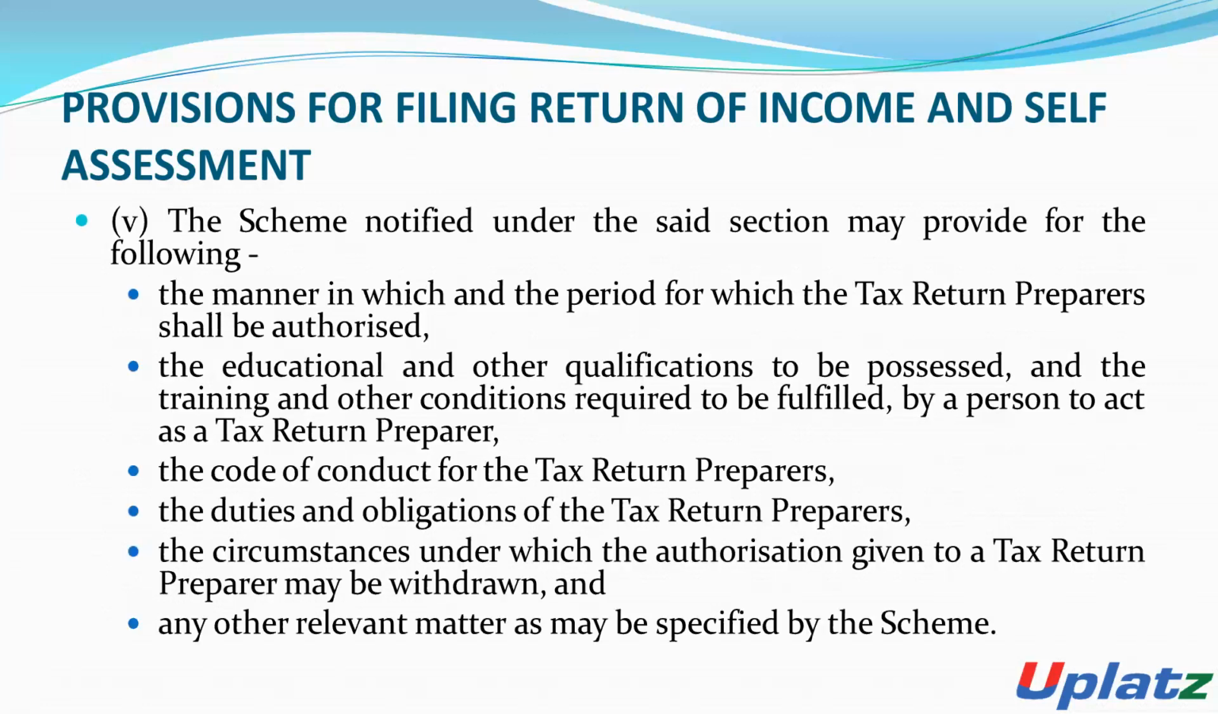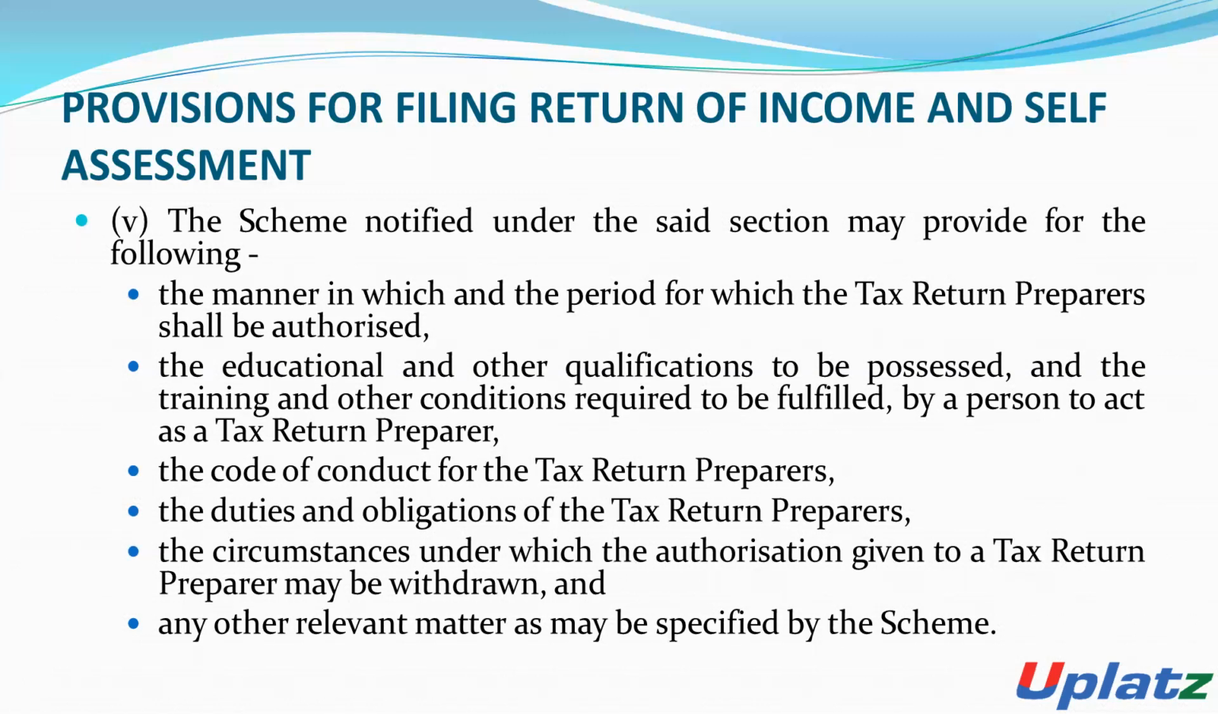Income tax return preparer. The scheme which is notified under this section, under section 139B, may provide the following. Number one, in respect of the income tax return preparer, the scheme will contain the following points. Number one, the manner in which and the period for which the income tax return preparer shall be authorized. It means for which particular time period such an income tax return preparer shall be authorized, for how long he is eligible, and in which manner he is eligible.